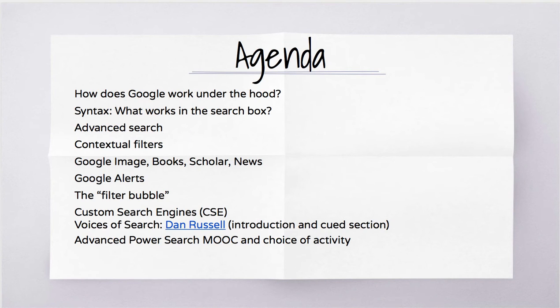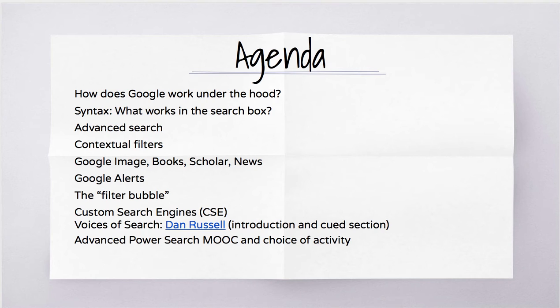So our agenda for this lecture is a little bit of an exploration of how Google works under the hood, what we can use in the search box, and maybe how it differs from what we've explored with traditional search tools like databases. What does the advanced search in Google look like, and how do you find it? The contextual filters available in the various different sections of Google, which include Google Images, Google Books, Google Scholar, and Google News. How we can set up Google Alerts.